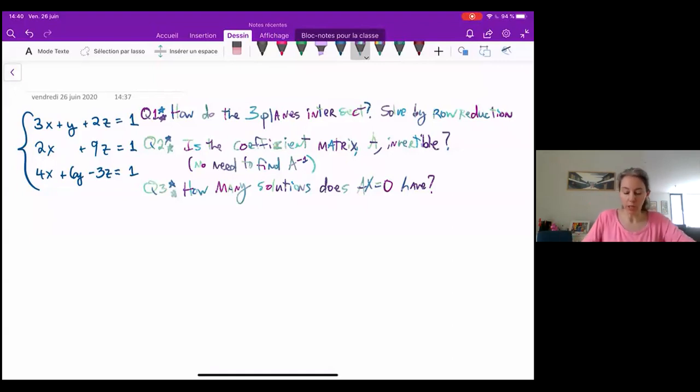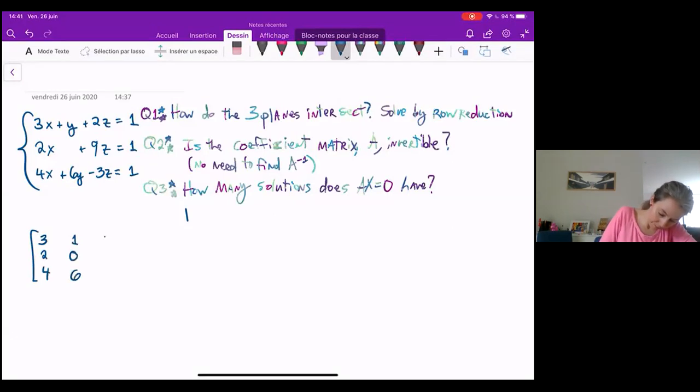So we know that we do this by row reduction. It's asked to do by row reduction. So I'm going to stick it in a matrix, and we're just going to row reduce. So I have my coefficients there, and then 1, 1, 1 off on the side.